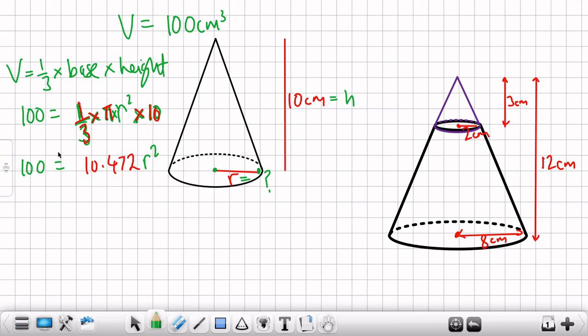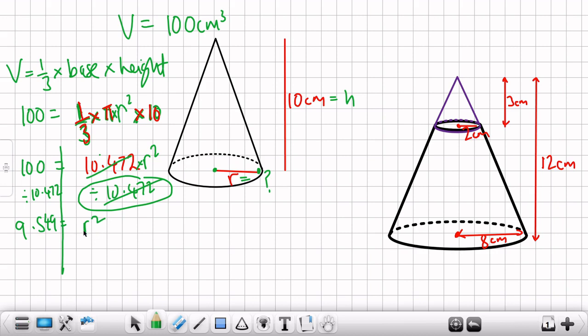So all we're going to do now is solve it. We want r by itself, so to get rid of times, you need to divide. Divide by 10.472, and do the same on the other side. These cancel, you're left with r squared. So something squared gives me 9.549.